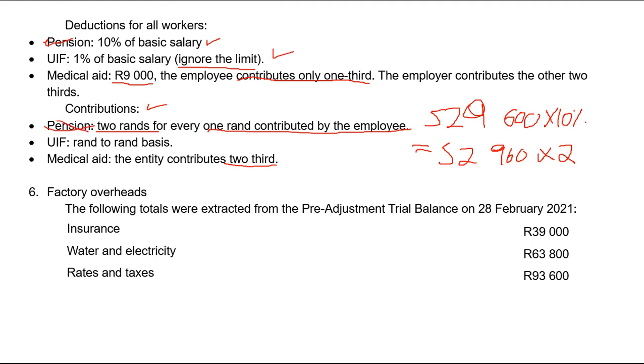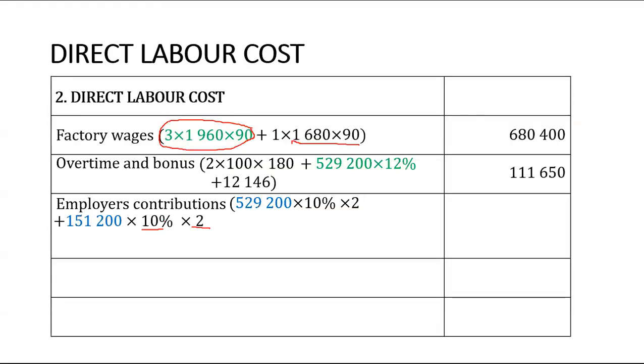Now we're going to go to UIF. For UIF, they said whatever the employee contributes, we also contribute the same amount. So I'm going to go to my direct labor and do the same thing. Those 3 workers, take their basic salary and just multiply it by 1%. Whatever the employee contributes, we also contribute as well.